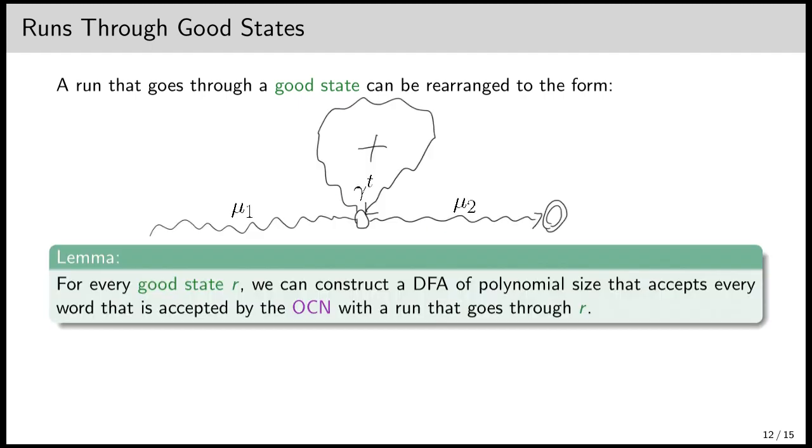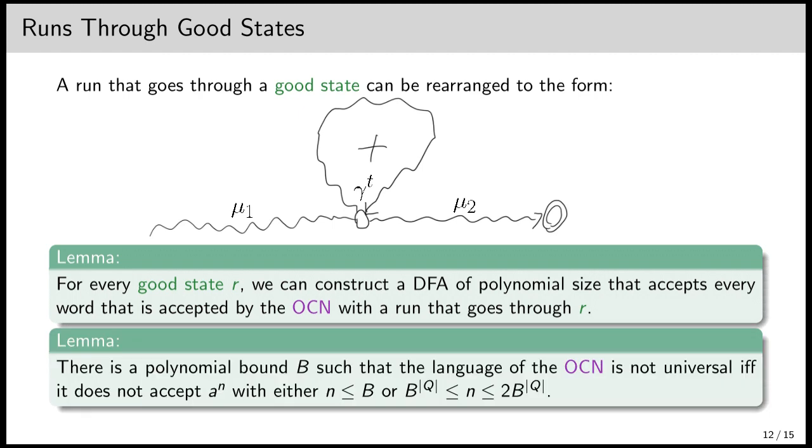For every good state R, we can construct a DFA of polynomial size that accepts every word that is accepted by the OCN with a run that goes through R. Note that polynomial here means polynomial in the description of the OCN, so if the weights are encoded in binary, this can still be pretty big. We use the DFAs for good states to prove the following.